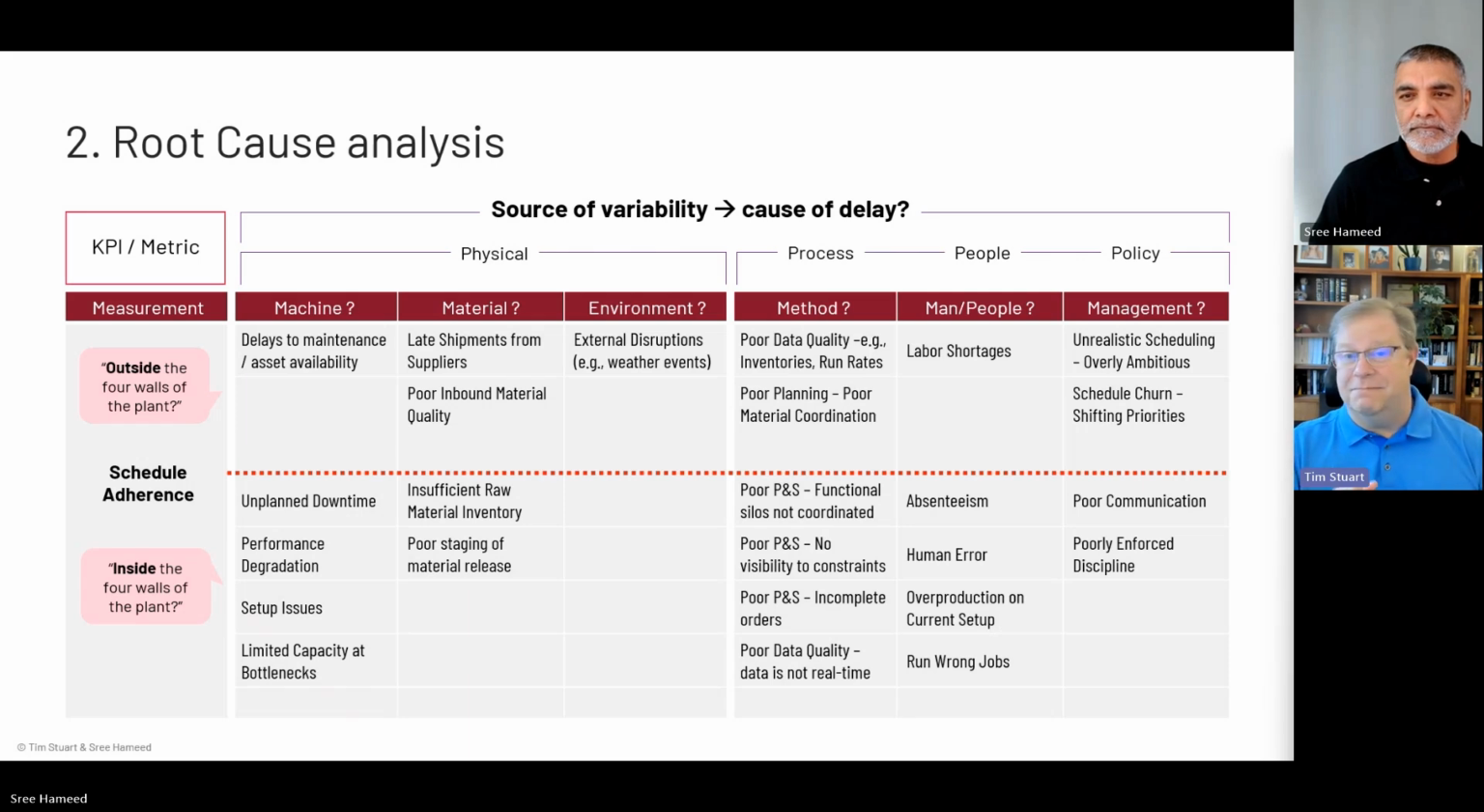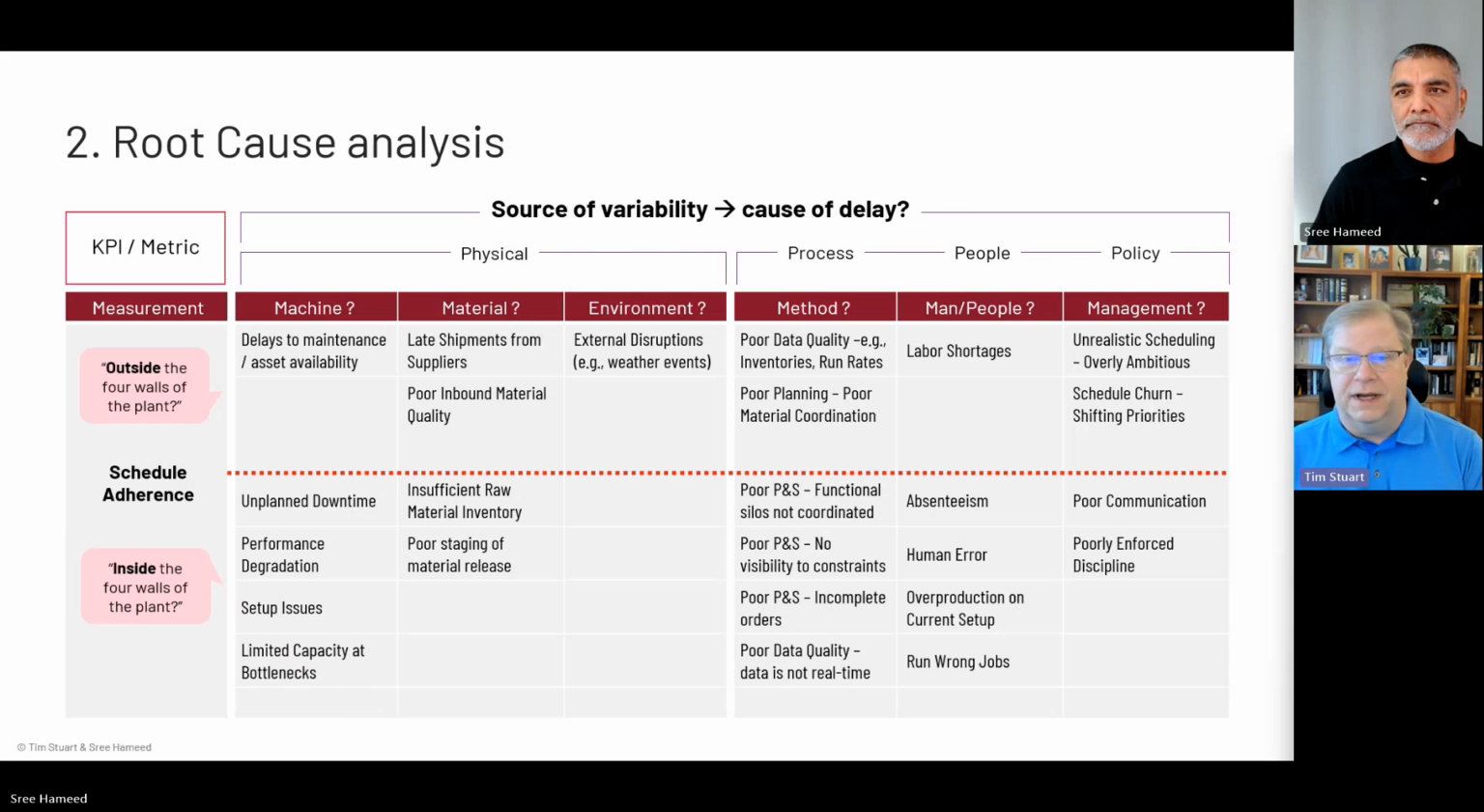And then with respect to method, do we have poor data quality? Are we creating infeasible schedules because the information going into the system is poor? Do we have poor planning, poor material coordination? Do we have functional silos that aren't coordinated with the factory? Do we have no visibility to the constraints or the bottlenecks within the process?